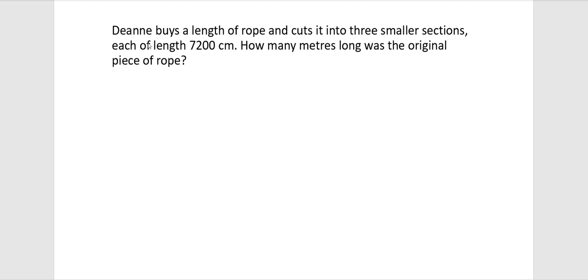So it's saying Diane bought a length of rope, so imagine that's our rope, and she cut it into 3 smaller sections. So let's cut it into 3 sections. So we've got 1 section, 2, 3, and it says each of these sections had a length of 7,200 centimeters. So 7,200 centimeters plus 7,200 centimeters plus 7,200 centimeters. That's the length of our whole rope in centimeters. Now the question says how many meters long was the original piece of rope. So we have to add up all of these lengths together and then make sure our answer is in meters.